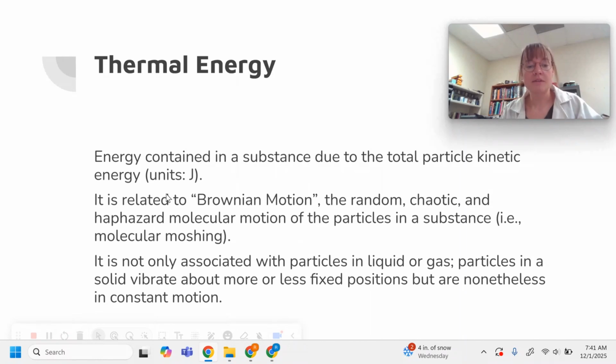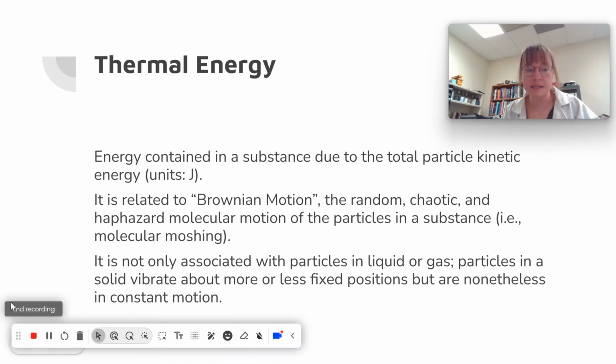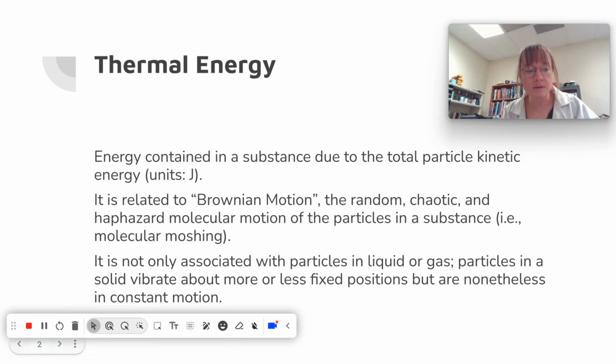So when we're talking about thermal energy, we're talking about the total energy that a substance has because, don't end the recording, just move this up.